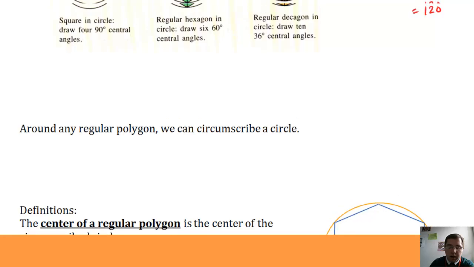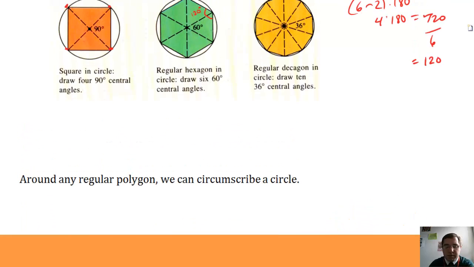Similarly, around any regular polygon we can circumscribe a circle. If I start with a polygon, I can draw a circle around it so that the vertices of the polygon are all points on the circle, and all the sides of the polygon are chords of the circle.